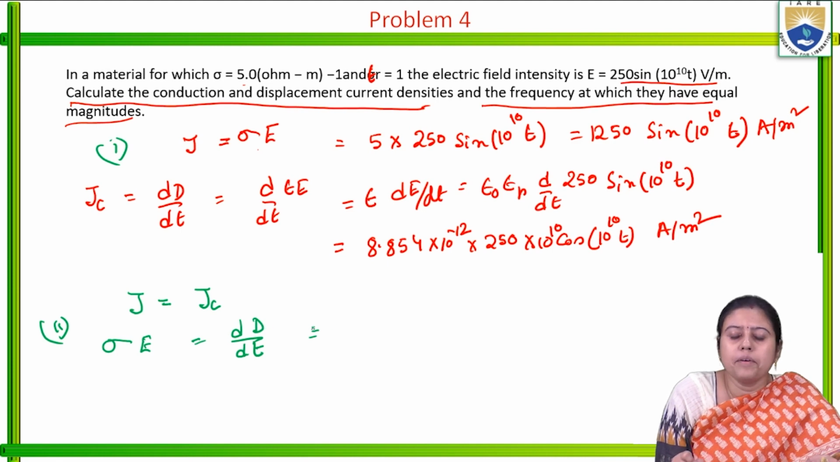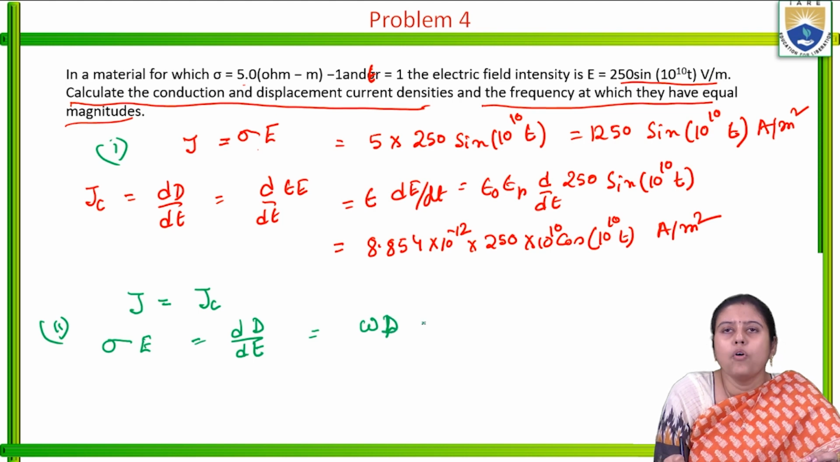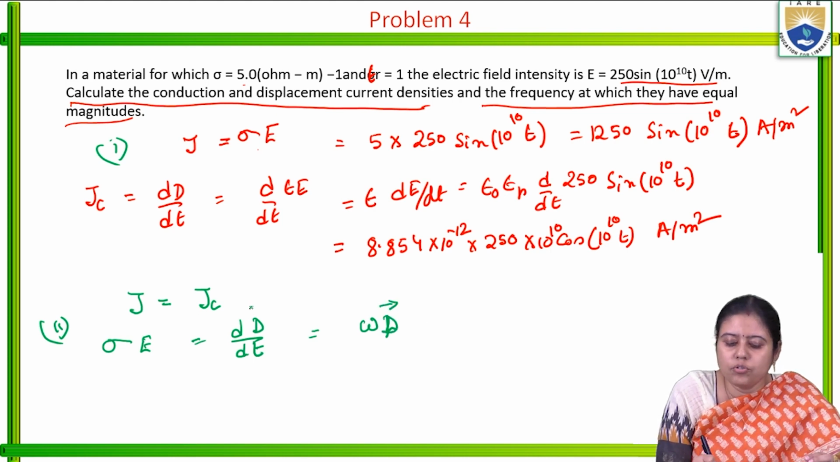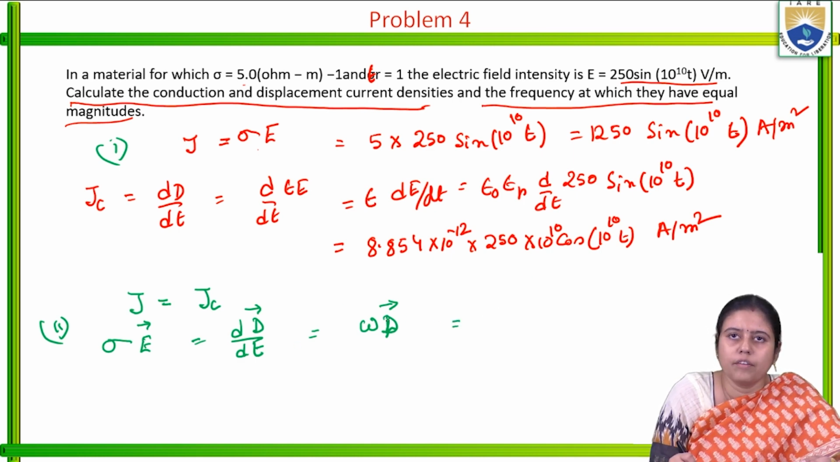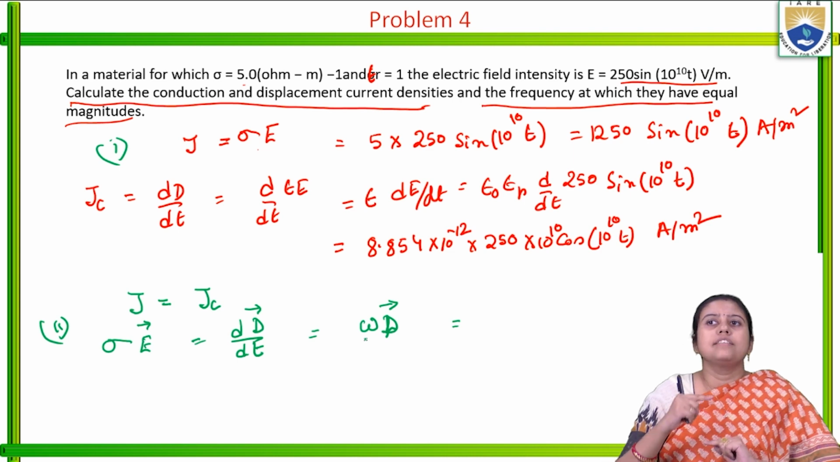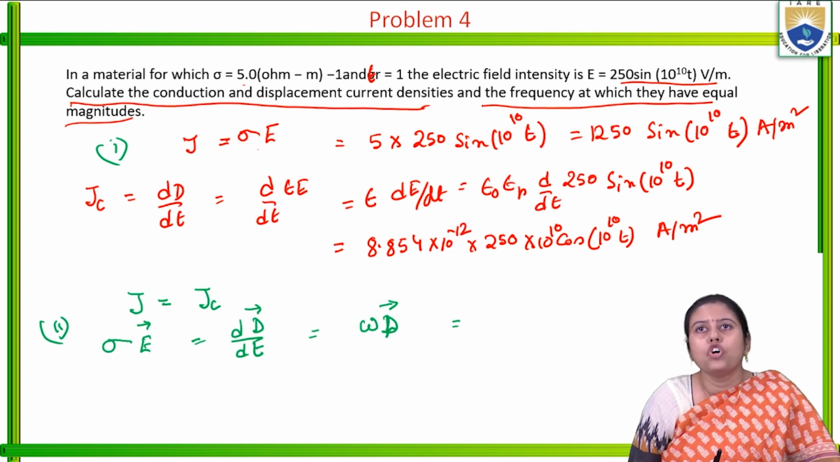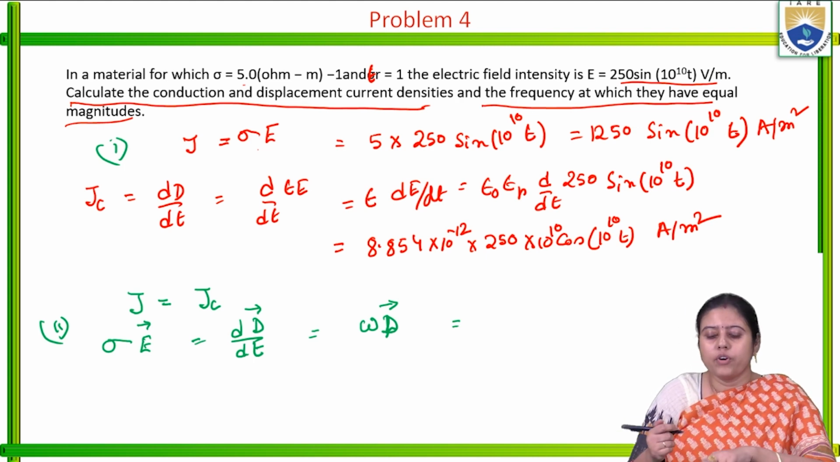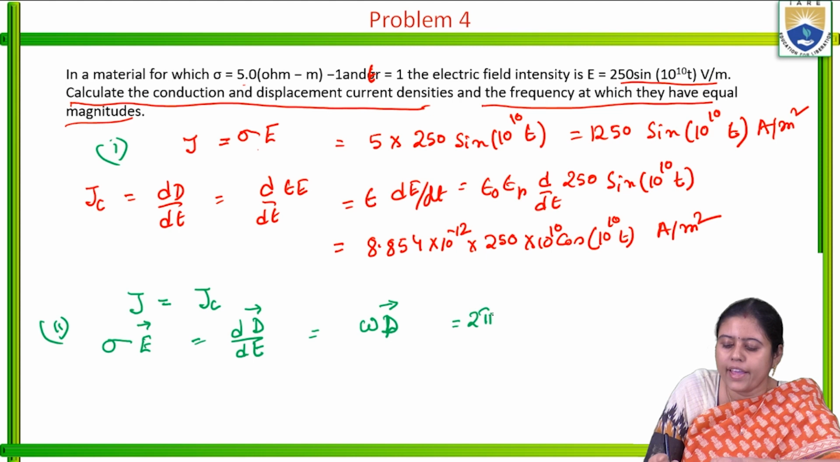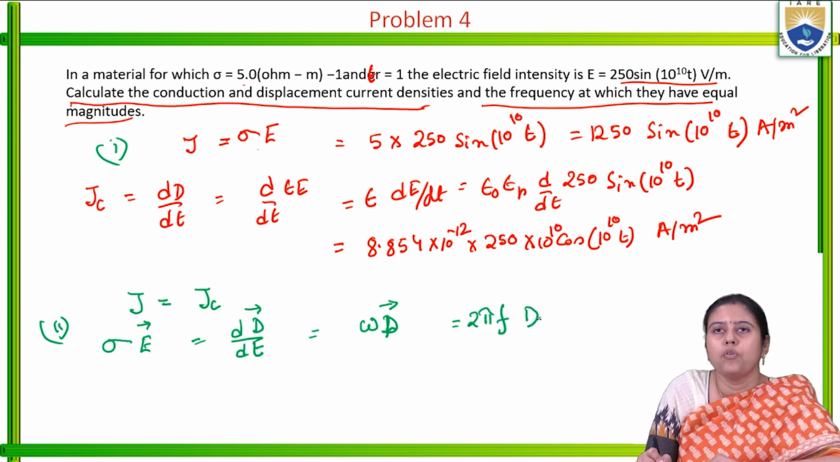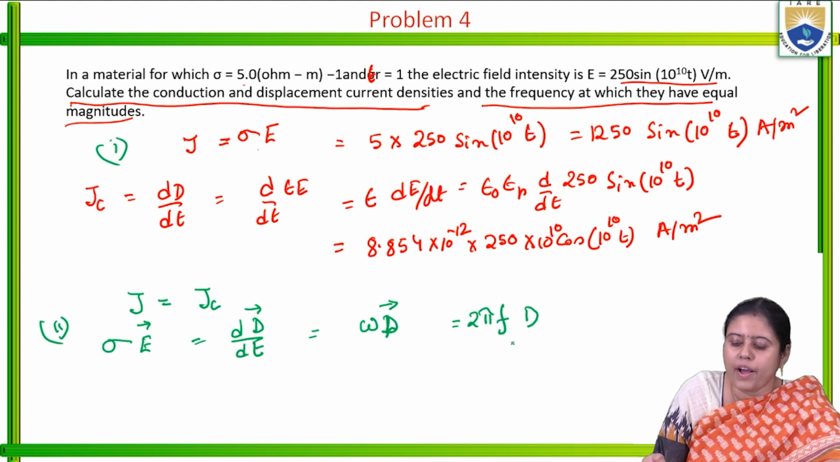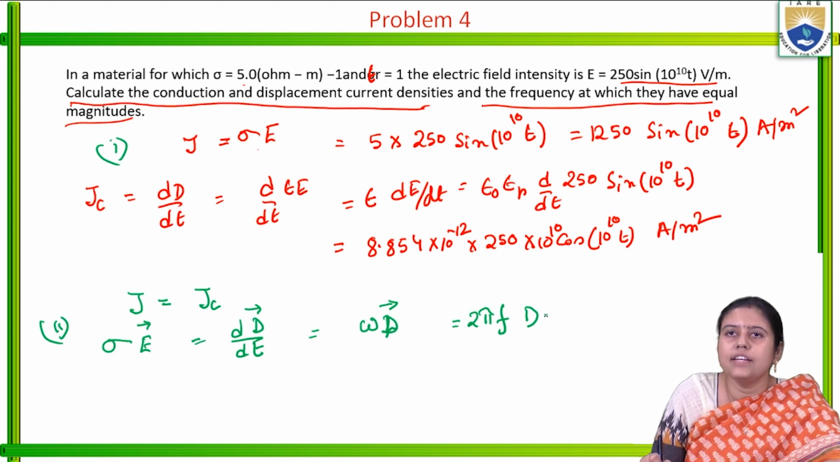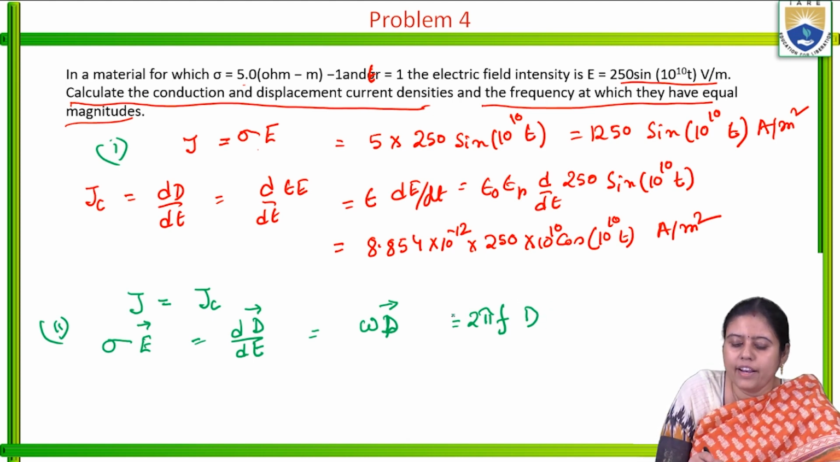The derivative with respect to t brings in the frequency, so we can write omega into D. What is omega? Omega is the frequency. Why did we take omega? Because it is a rotating field. This field is a rotating field. That's why we are writing omega, not f. We can write omega is equal to 2 pi f into D. Now what is D? D is nothing but epsilon into E.